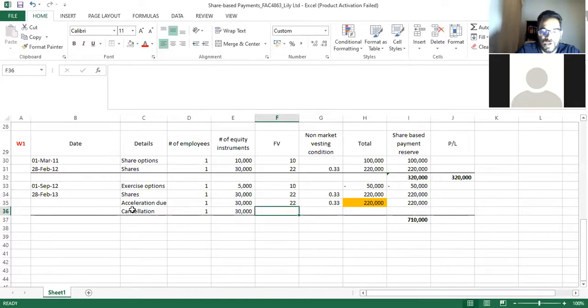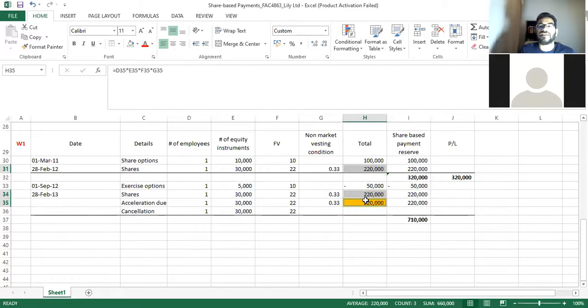30,000 shares of 22 Rand each. Remember, we're cancelling everything, so there's no need to put in a vesting period. We have captured all the vesting periods already: the 220, 220, and the accelerated 220. So we've captured the full expense. Now we want to cancel the share-based payment, so what we will be doing is the actual cancellation.